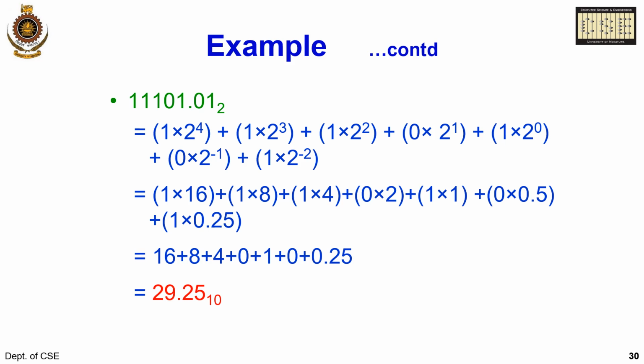Now we see the addition of those values I said earlier, 1 times 2 to the power 4, 1 times 2 to the power 3, like that. We have a couple of zeros. This 0 is here, this 0 is here, so those two become 0. So add them up and you will end up with 29.25 in decimal. That's the converted value into decimal, which corresponds to the initial binary value.